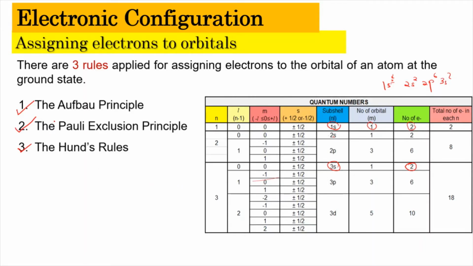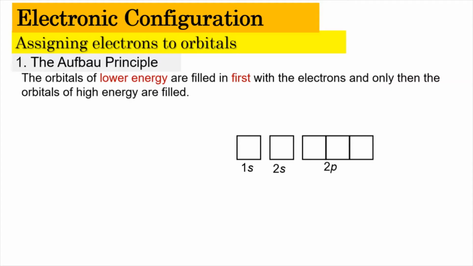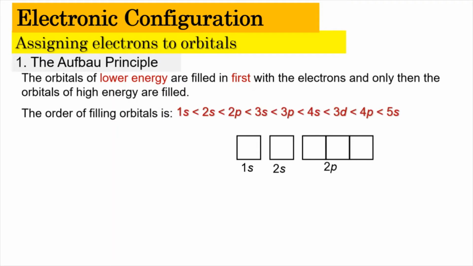All right, so now let us look into the principles again. According to the Aufbau Principle, the orbitals of lower energy need to be filled first with electrons, and only then are the orbitals of higher energy filled. The order of filling follows this sequence: we fill 1s first, followed by 2s, then 2p, and then 3s, 3p, 4s, 3d, 4p, and 5s. Okay, so this is the sequence of filling.